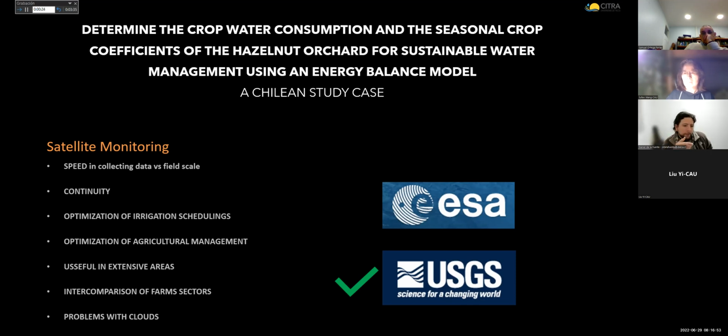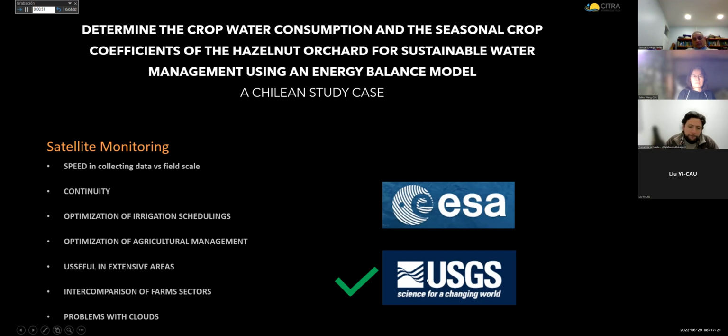Okay, that is using satellite monitoring. Some of the advantages, as stated in another presentation, are the continuity of data, optimization of agricultural management, usefulness in extensive areas, and so on. But the main two sources of satellite images are the European way and the American way.